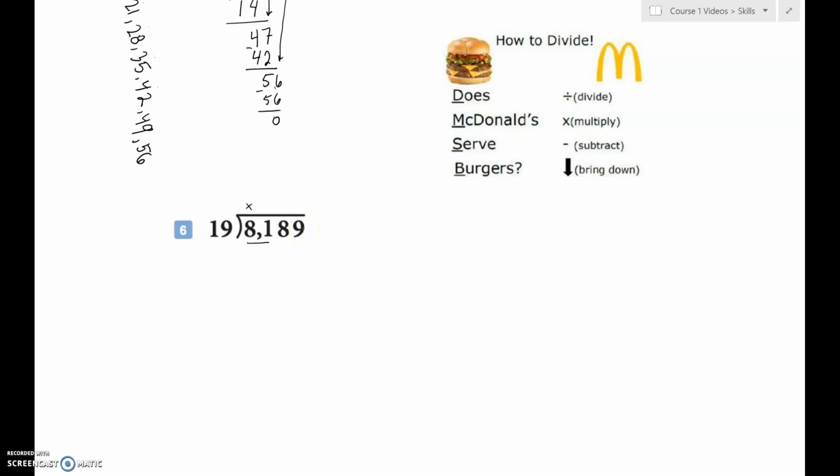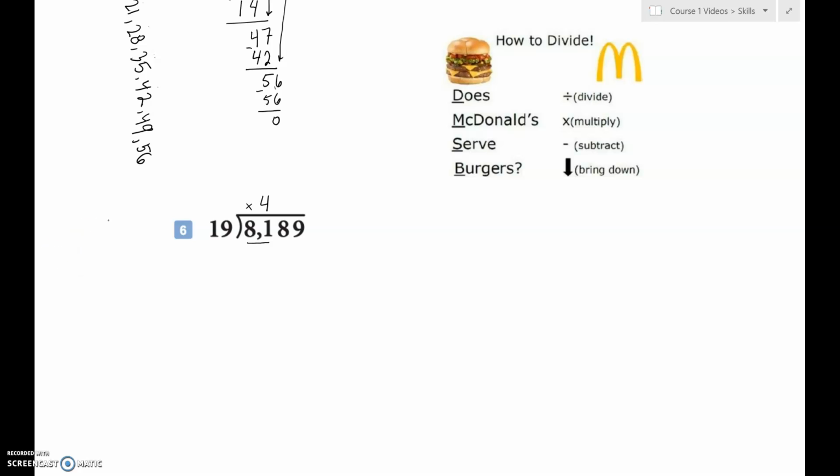And this is where our estimating might come in. I might say, well, 19 is really close to 20, and 81 is really close to 80. And I know that 20 and 80, how many 20s go into 80? There are 4, right? So that'd be my guess. I would say that there's a good chance that there are 4 19s that go in that.